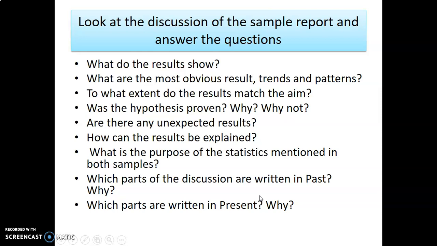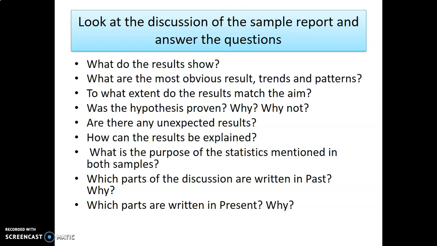For example, there's a sentence like, there was one unexpected result. Why was? Why not is? Because you talk about the experiment that was in the past, right? And you found one unexpected result.